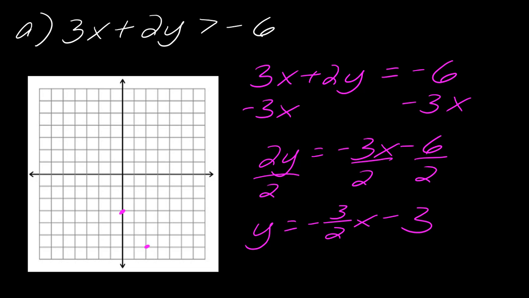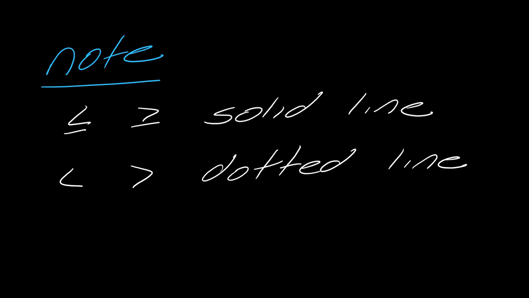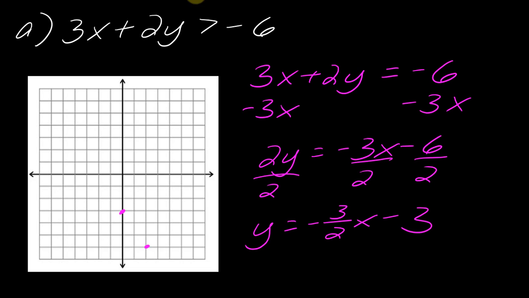Okay, so I've got my 2 points here. I've kind of run out of room. Now before I draw this line, I have to refer back to the inequality sign right here. Just a reminder again: less than or equal to or greater than or equal to, that's a solid line. Less than or greater than is a dotted line. So in this case, I want to connect these points with a dotted line. And that's how I indicate that this equation had a greater than or a less than sign.